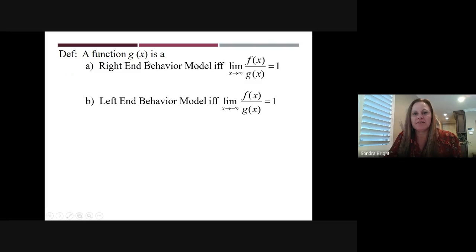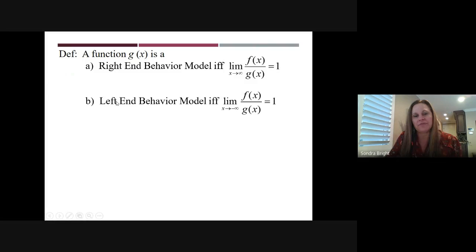And then for g of x, it's the same thing, f of x divided by g of x, but this time we're going to negative infinity. So we're going to negative numbers, to the left. It's a left end behavior model if, as x goes way, way to the left, you divide these two and you get a 1. Both of these equal 1 as you take the limit as x goes to positive or negative infinity. The difference is that it's the right end behavior model if you're going to the positive x values, and a left end behavior model if you're going to negative infinity. All right, so we can have a different right end behavior model or left end behavior model.